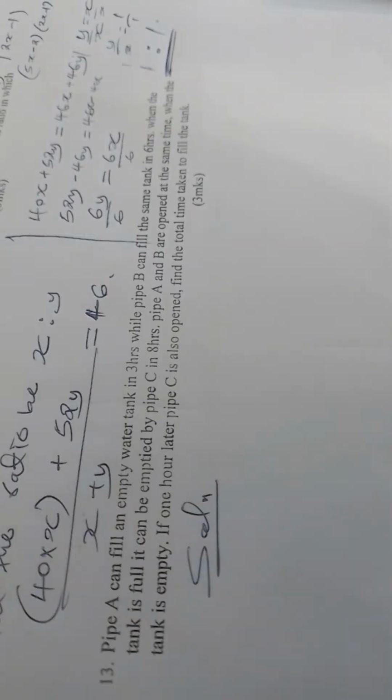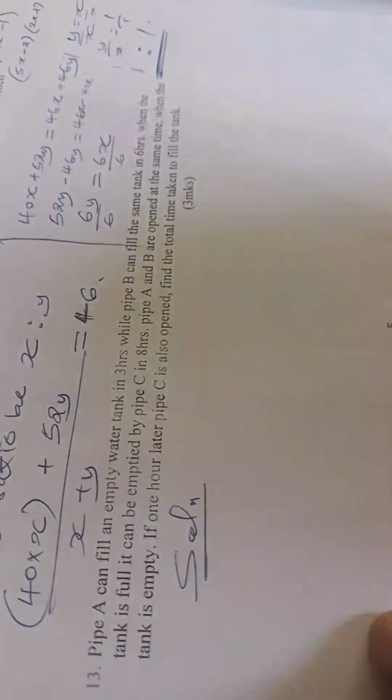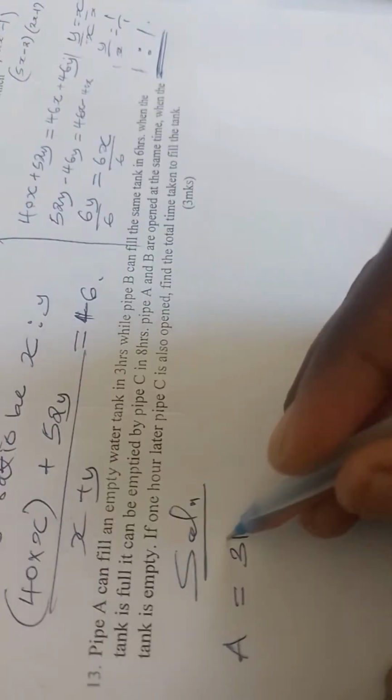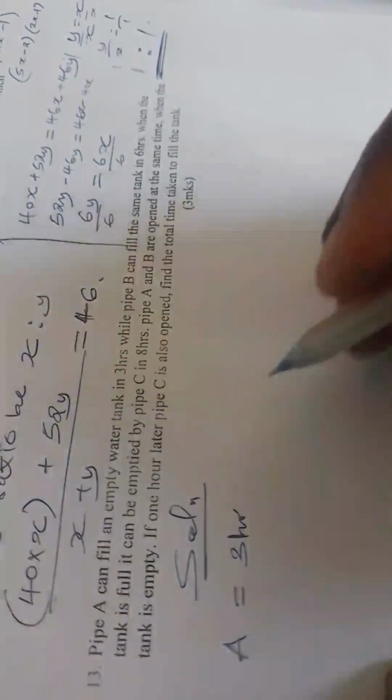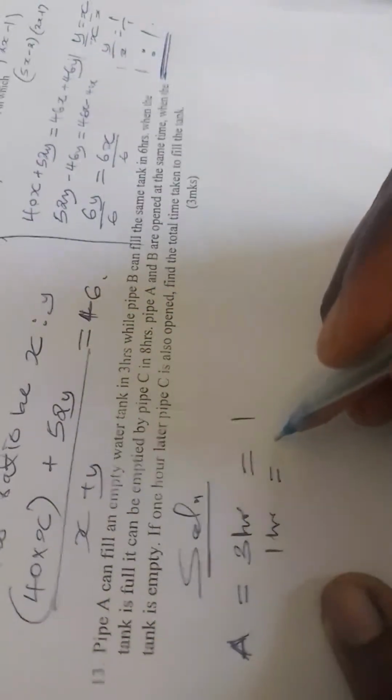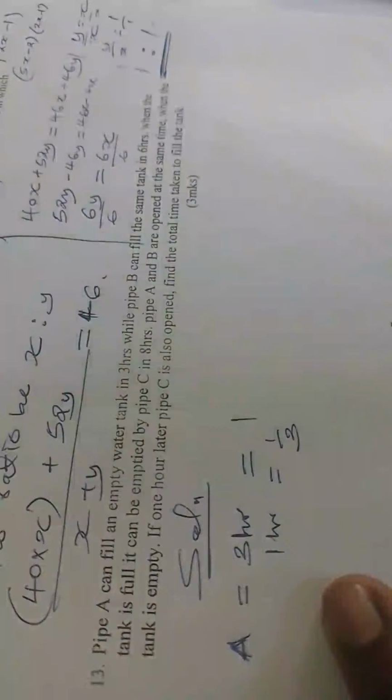So you have been told this one takes 3 hours, this one takes 6 hours. When the tank is full, it can be emptied in 8 hours. If A and B are open at the same time when the tank is empty, after 1 hour C is opened. So pipe A takes 3 hours to fill the whole tank. What about 1 hour? Tap A will fill, after 1 hour, 1 over 3 of the total.